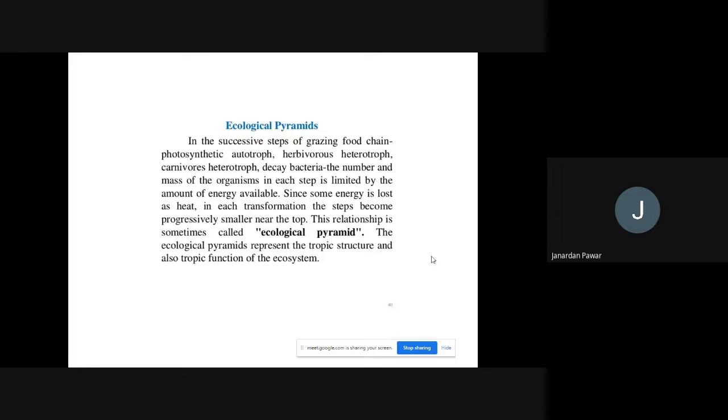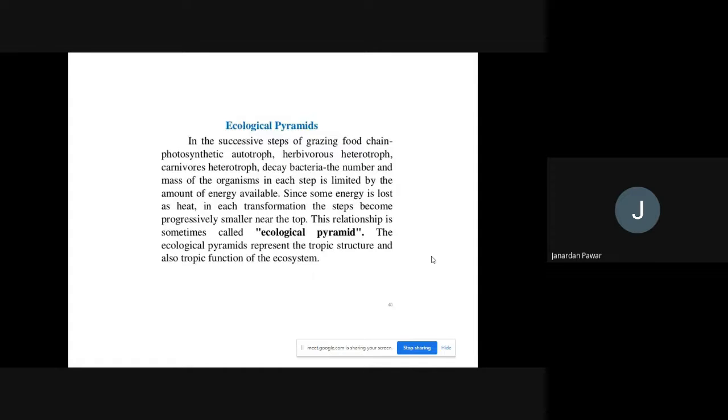So here also we are going to understand the concept of ecological pyramid in the successive steps of grazing food chain: photosynthesis, autotroph, herbivorous, heterotroph, carnivorous, heterotroph, decay, bacteria. The number and the mass of the organism in each step is limited by the amount of energy available. I think all these words are new for you guys. There is no need to worry.